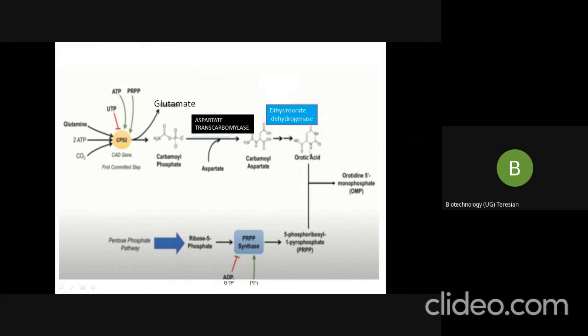So kindly remember, the orotic acid is the first nitrogenous pyrimidine to be produced. It is the first nitrogenous pyrimidine to be produced. It's not the entire base which is being formed.